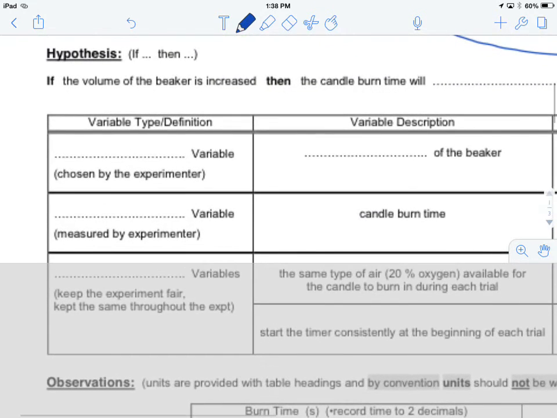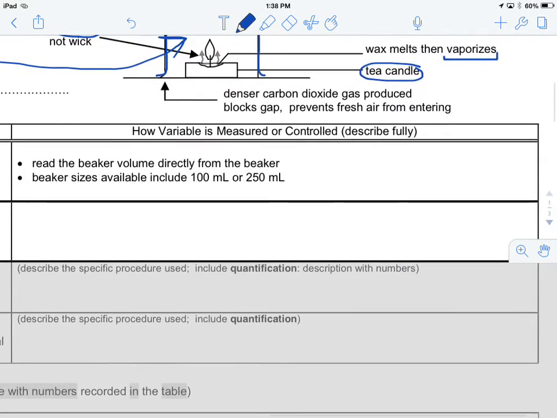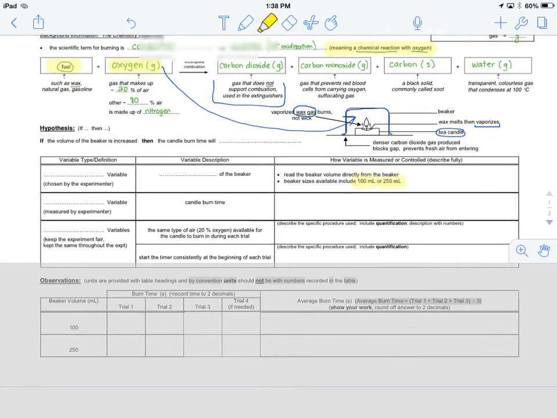And because now we're experts in variable types and definitions, we're going to take a look at this chart and make sure that we are up to speed. So we have 3 variable types, and we're going to talk exactly about what they are. One of those variable types has to do with reading the beaker volume, and the beaker sizes that we have available to us are 100 mils and 250 mils. So this is, of course, what we're changing between trials.